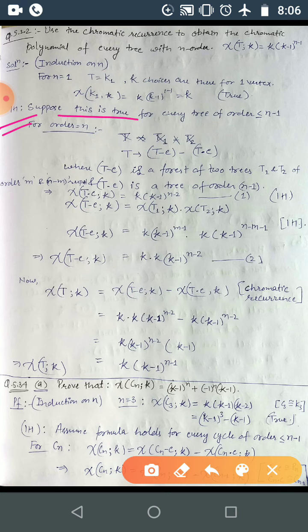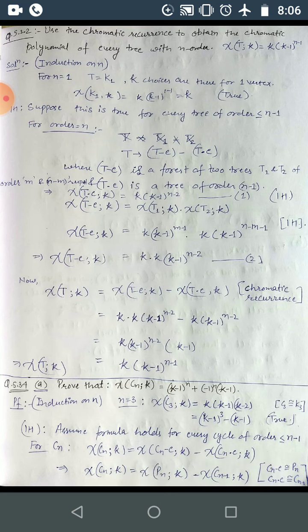So induction hypothesis, IH means induction hypothesis. Suppose that this result is true for every tree of order less than or equal to n minus 1. So up to order n minus 1 it is true for every tree. So here I am just applying strong induction, if you know. Then I will be proving for the next order, that is n.